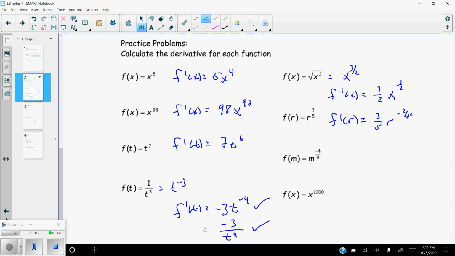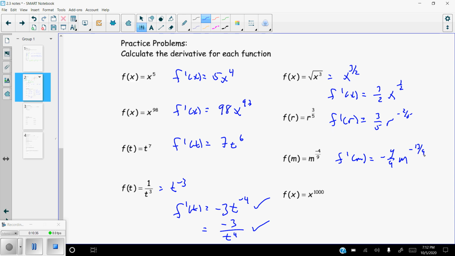So negative 2/5. Okay, and again, you could rewrite that without the negative exponent by putting the r in the denominator. Not going to worry about that. Okay, f prime of m. Bring the negative 4/9 out to the front. Reducing 4/9 by 1, so 4/9 minus 9/9, because that's 1 in terms of ninths, is going to be negative 13/9 as my exponent.